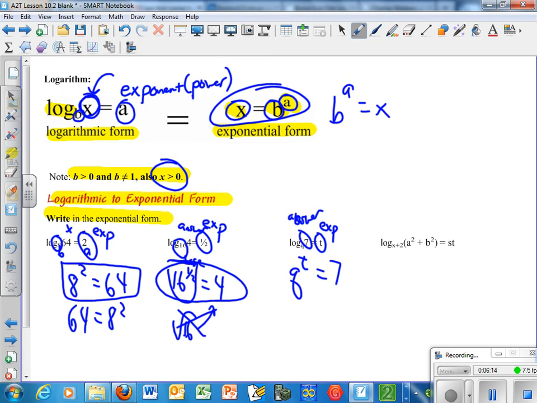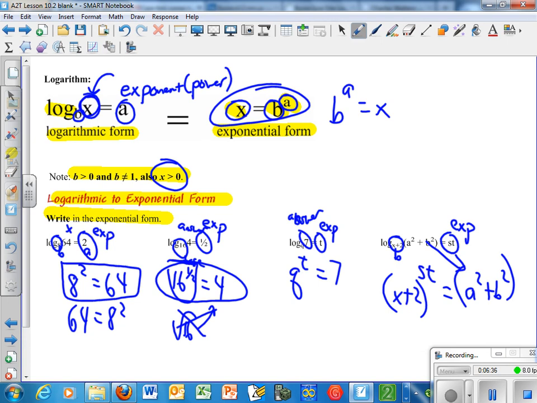So here, I'm going to take my base. So I'm going to call that the b. So I'm going to take x plus 2. Now, if you notice, that has two terms on it, so I've got to put parentheses around it. This is the exponent, or the power. So to a power of st equals, and that's going to go over there, which is a squared plus b squared. Now, you can keep the parentheses on.